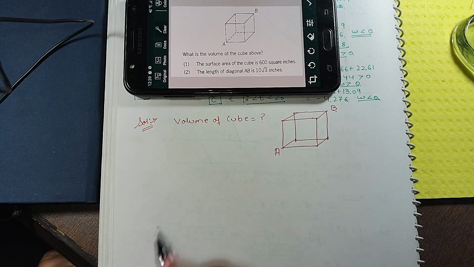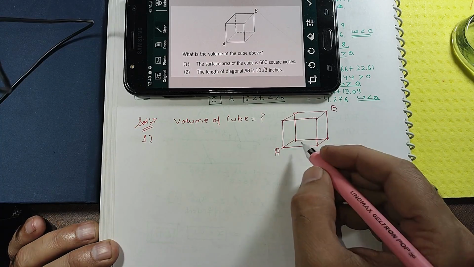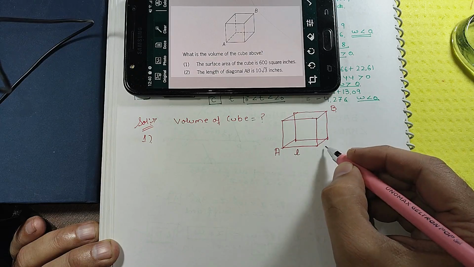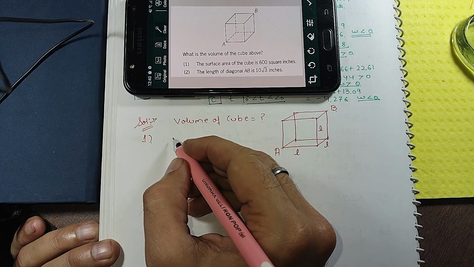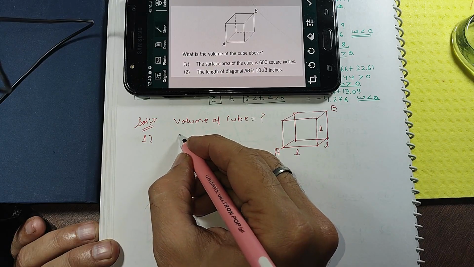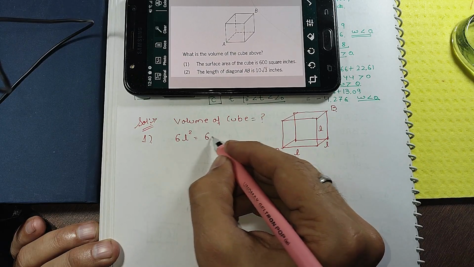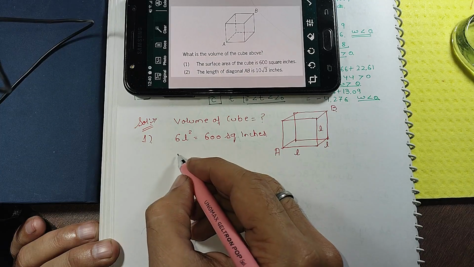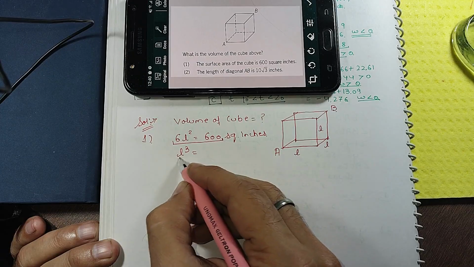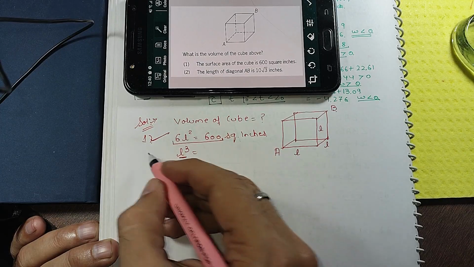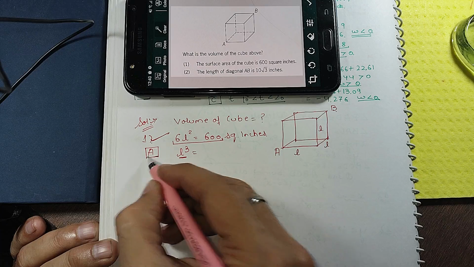Now statement 1 tells us that the surface area of the cube is 600 square inches. So if I suppose the length of this cube be L, every side will be L. We know that surface area of a cube is equal to 6L square, right? So this is equal to 600 square inches, and the volume of the cube is given by L cube. So from here I can find the value of L and I can get the volume. So I will say that statement A is sufficient to answer this question, right?